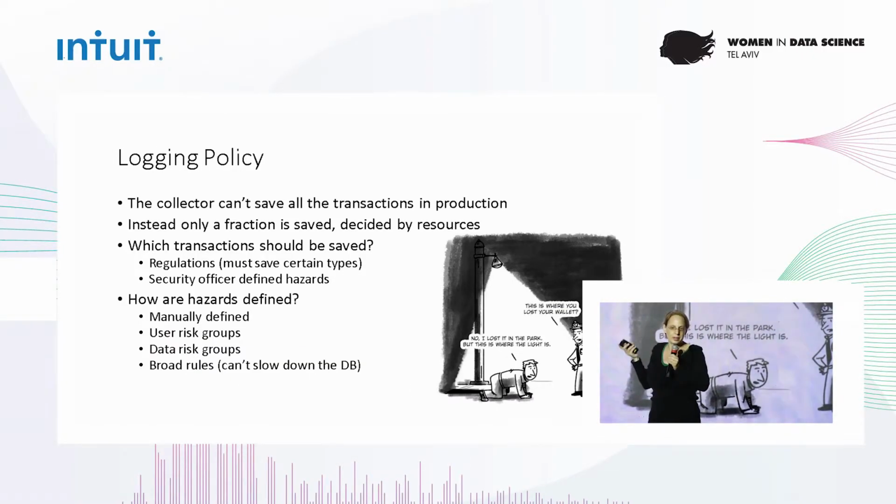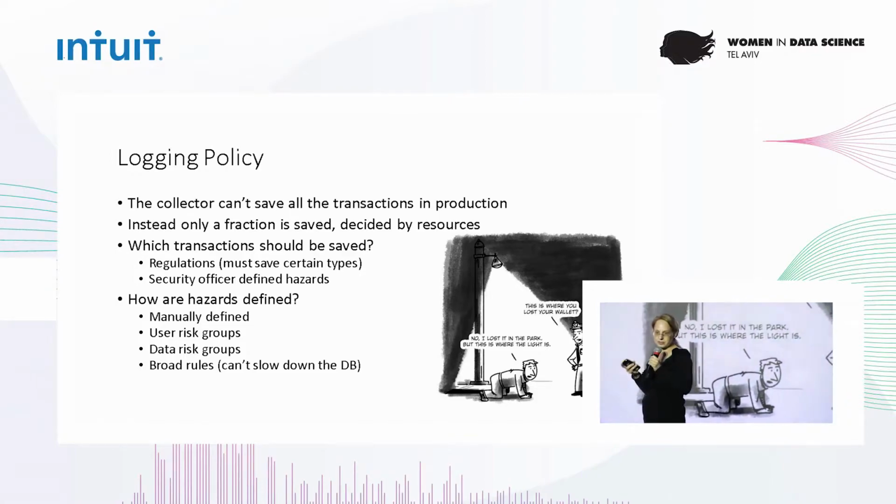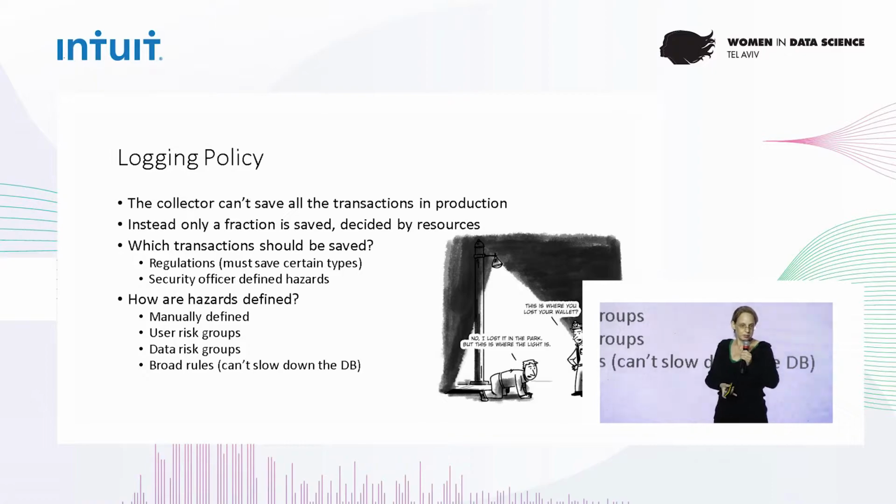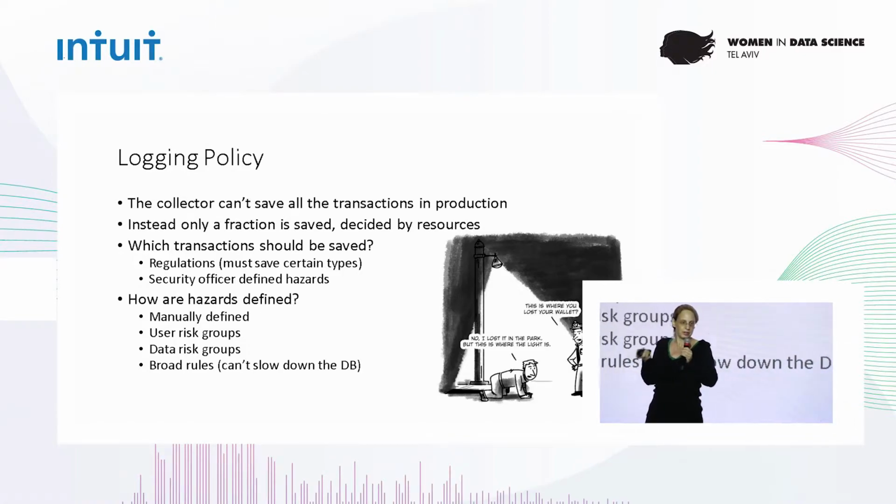So I explained that we cannot save everything, and I hope I convinced you. So how do we decide what we keep? What do we monitor? Who decides that? On one hand, we have the regulator, like the governments, like the IRS, telling us which transactions should be saved and for how long.